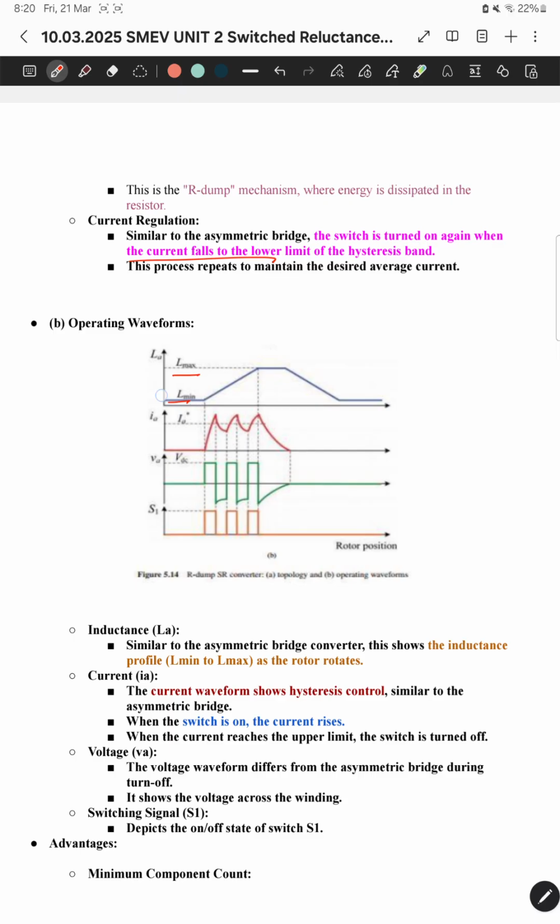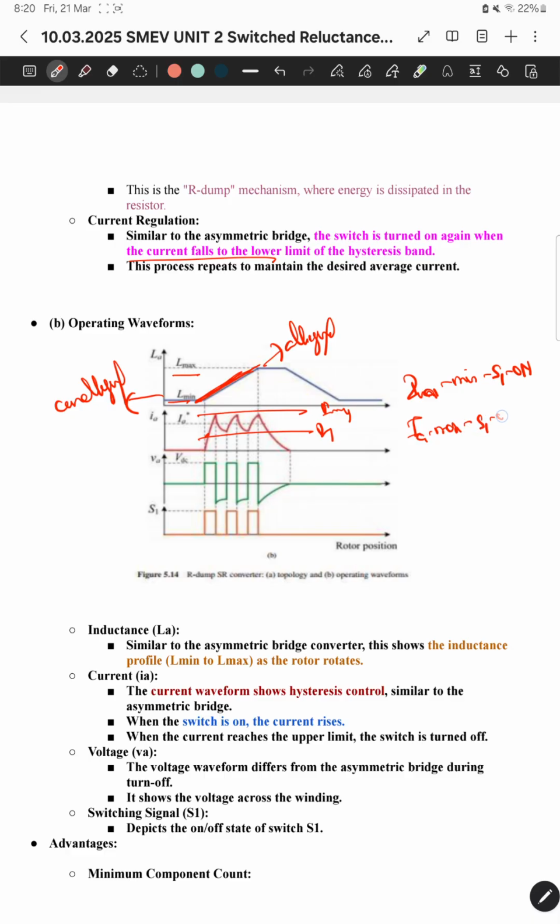Inductance is minimum in the unaligned position, and it will be maximum in the aligned position. So there will be variation in the inductance with respect to the rotor and the stator, and current is controlled between the maximum and the minimum. When IA is minimum, S1 will be on. When IA is maximum, S1 will be off, and then D1 will be on, and that's what is specified here. When IA is minimum, S1 is on, and we can see that voltage is positive. When S1 is off, D1 is on.